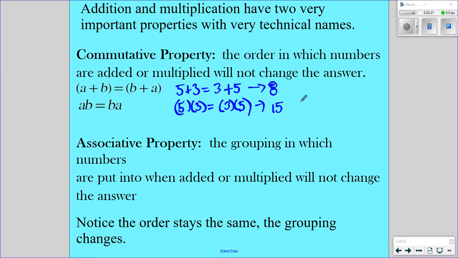Associative property is based on grouping. So it's how the numbers are grouped when you either add them or multiply them. And depending on how you group them, it will not change the answer. So if you had, let's say, 3 times 5 times 8, you could have this grouping together, and it would still equal if you group the 3 and the 5 together and had the 8 outside that grouping. You'd still end up with the same answer.